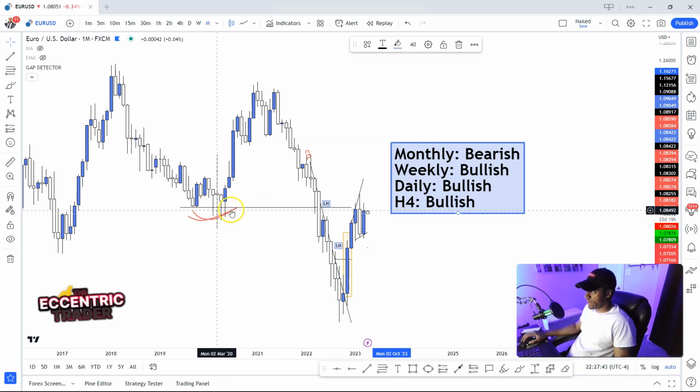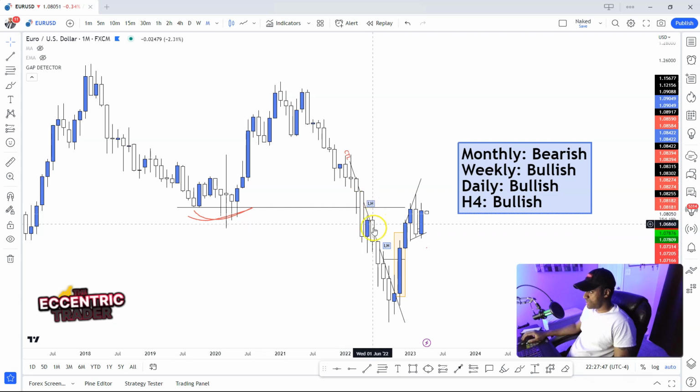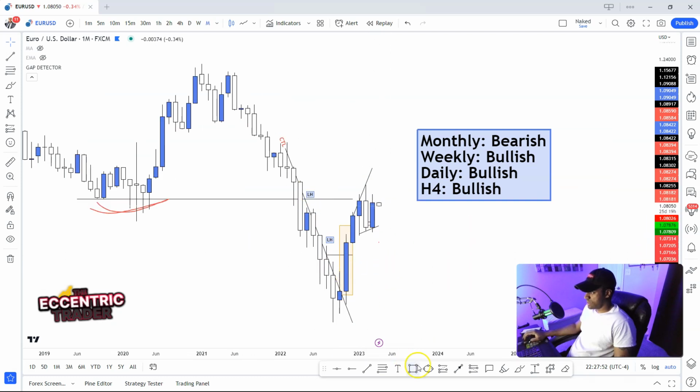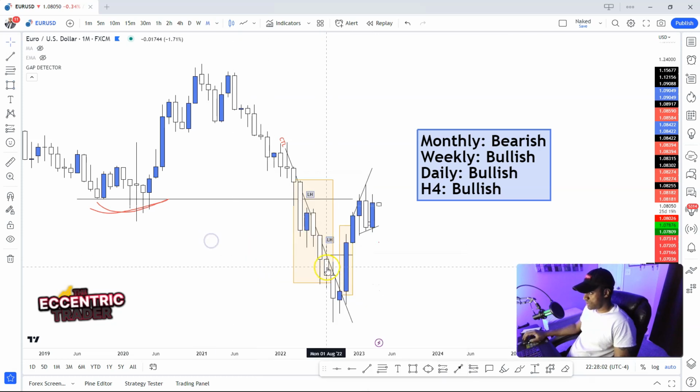We have this low right here. Price came down. These 1, 2, 3, 4 candles. This was the break right here. If you're a little bit conservative, you want to go to this candle, you can use this candle right here.